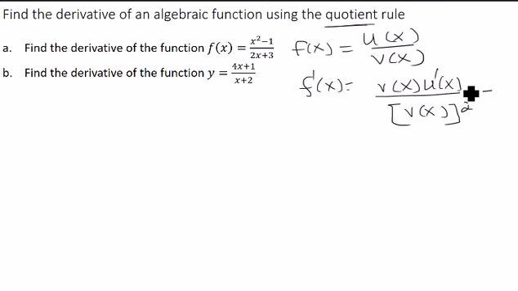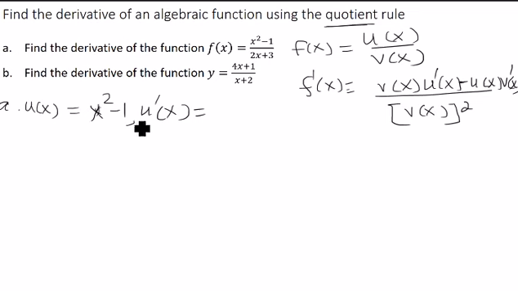So you just have to identify u and v and find their derivatives and then plug them back into the formula. In the first example, I have u of x, if you want to express it in terms of x. In some books you might just see u instead of u of x, and that's okay. So u of x equals the top, which is x squared minus 1, and that gives us u prime of x equals 2x. The derivative of x squared is 2x and the derivative of 1 is 0. Similarly, you have v of x equals 2x plus 3 and v prime of x equals 2, because the derivative of x is 1 and the derivative of 3 is 0.